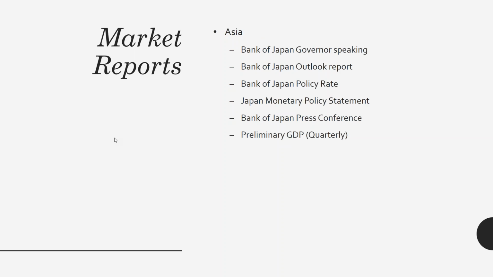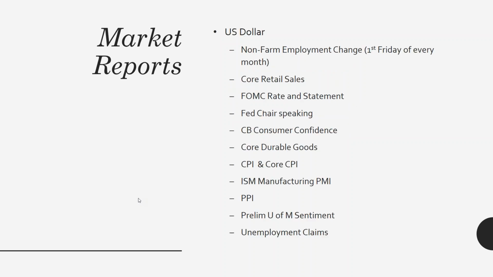For Asia, the market reports that you want to look out for are the Bank of Japan governor speaking, Bank of Japan outlook report, Bank of Japan policy rate, Japan monetary policy statement, Bank of Japan press conference, and the preliminary GDP quarterly report. Now, one thing you need to know: when they do this Bank of Japan policy rate, they do not give you a specific time. They just give you a roundabout time that it will come out. They don't really give you the exact time.